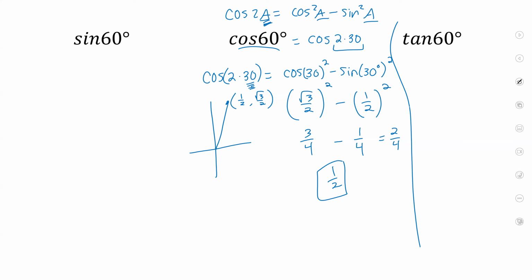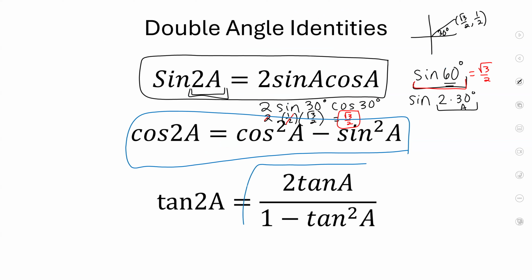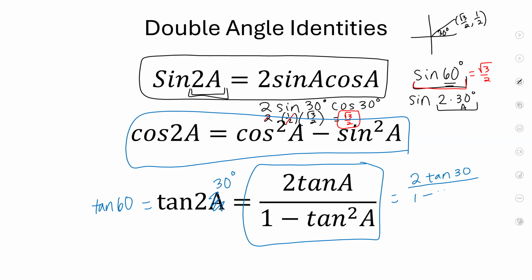Now let's figure out tangent of 60 degrees. I can write this as 2 times 30. So I'm going to use the double angle identity. The double angle identity says when I have something like this, I can write it as, let me show it to you, I can write it as this. So if I'm making my a 30 degrees, so that 2 times 30 is that 60. I'm writing 60 degrees as 2 times 30. So we're going to write 2 tangent of 30 divided by 1 minus tangent of 30 squared.